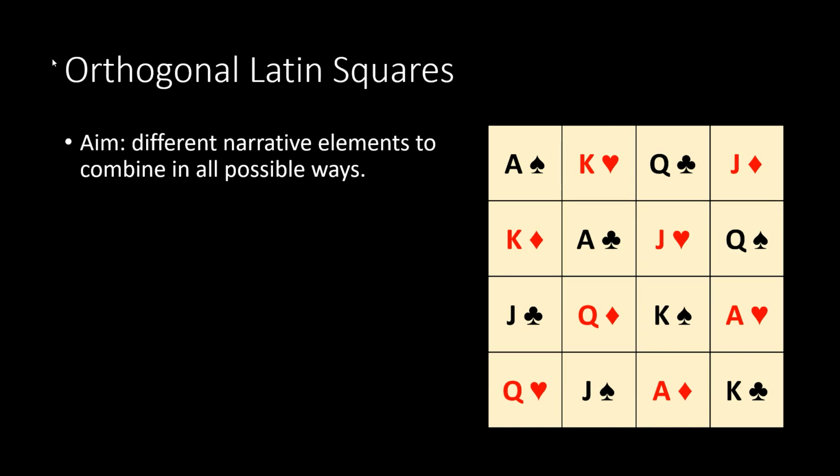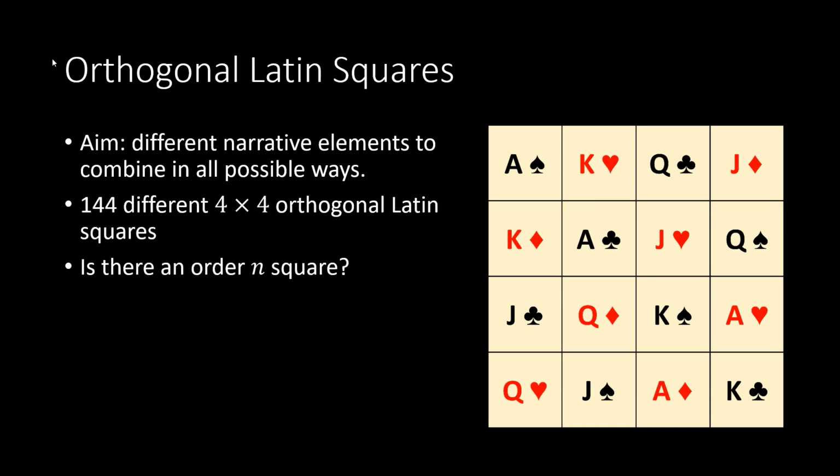It's like a Sudoku grid, where each thing appears once in each row and in each column. So once in each row and each column, you've got an ace. Once in each row and each column, you've got a king. Once you've got a queen. Once you've got a jack. But you also have this other collection of things, the suits of these cards, that also have that property. And each pair occurs exactly once. Now, it can be shown, Catherine Olerenshaw, British mathematician, showed that there are 144 different 4x4 orthogonal Latin squares. And this example is just one of them.